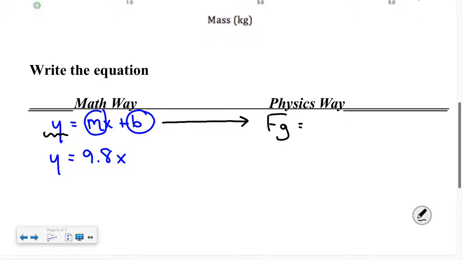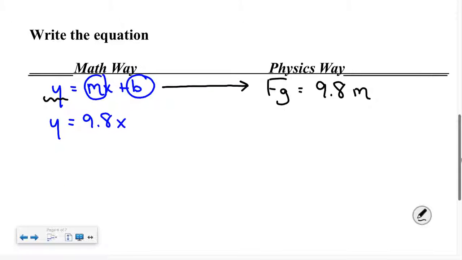We know the slope of the line is 9.8. That's not anything different. And instead of using x, we say what is across the x-axis? And across the x-axis is mass. Now, the abbreviation for mass is an m. And then, of course, I don't have to worry about my b because that's going to be 0 anyway.